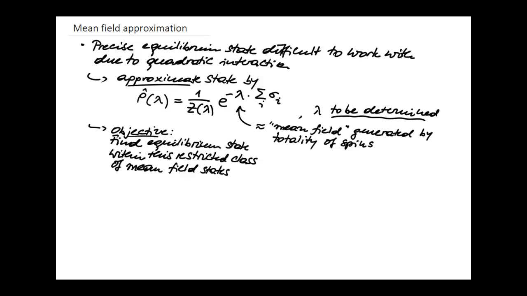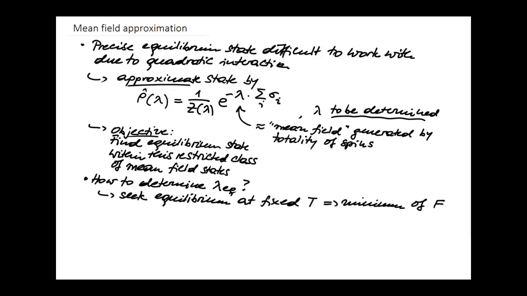So how can we determine the equilibrium value for lambda? How can we find, in this class of mean field states, the equilibrium state? We have a system at a given temperature. We consider this Ising ferromagnet at a given temperature T. What do we do if we seek equilibrium at a given temperature? We use the free energy and we seek the minimum of the free energy. Free energy now considered as a function of lambda.